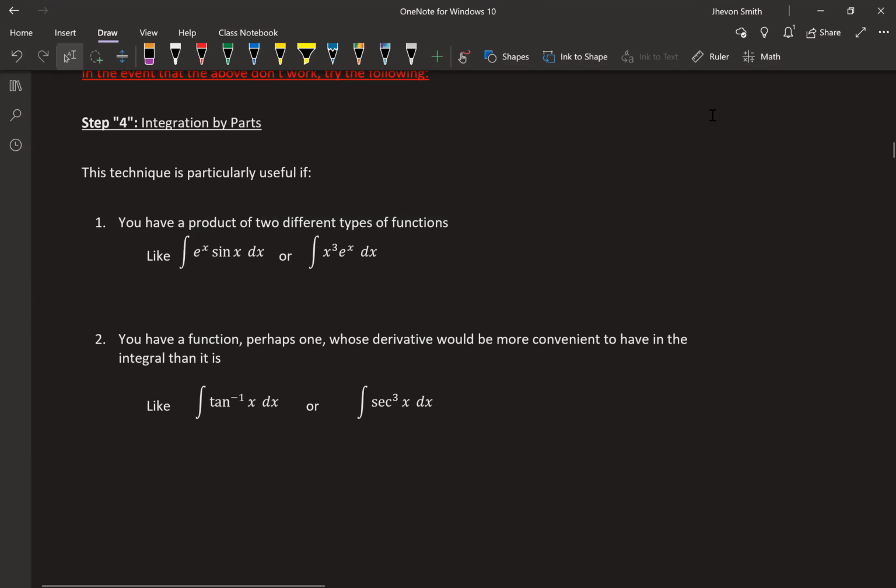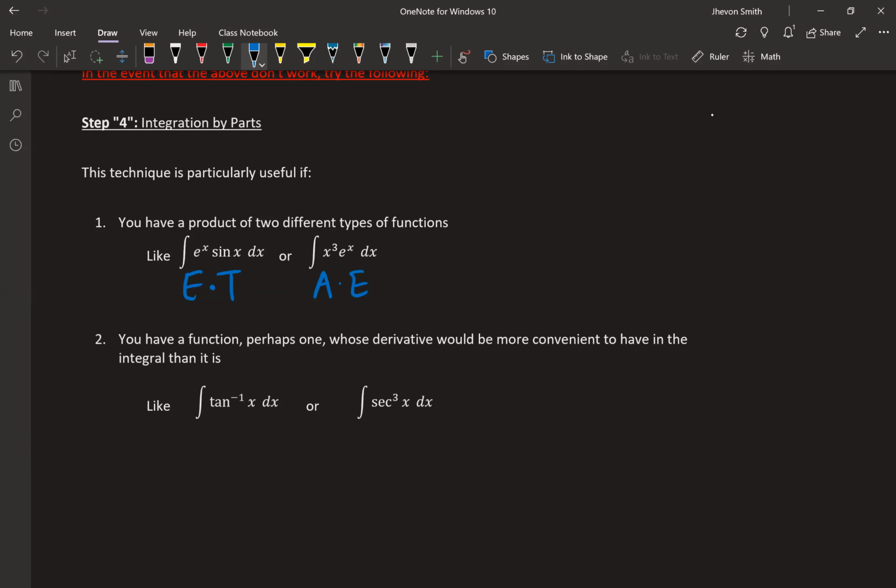So here, notice that you have an exponential function times a trig function. Or here, e^t, or here you have an algebraic function times an exponential function. You have a product of 2 different kinds of functions, right? So again, remember, substitution cannot work, right?